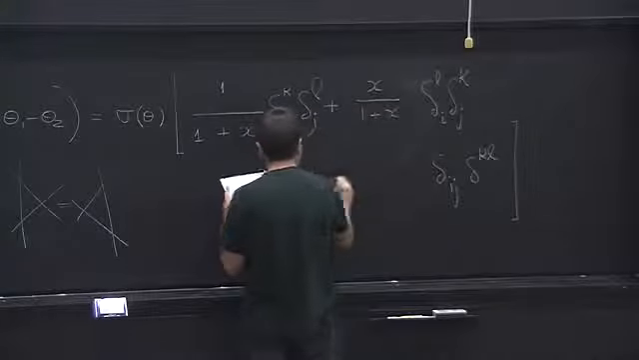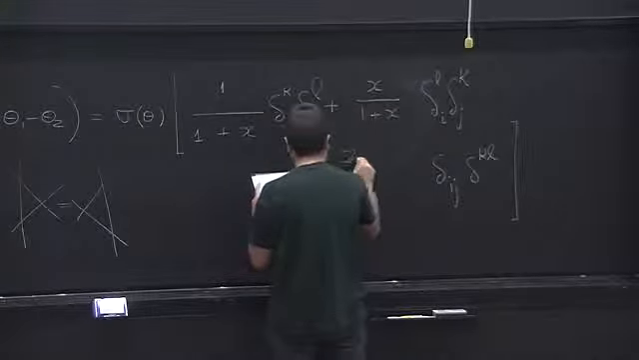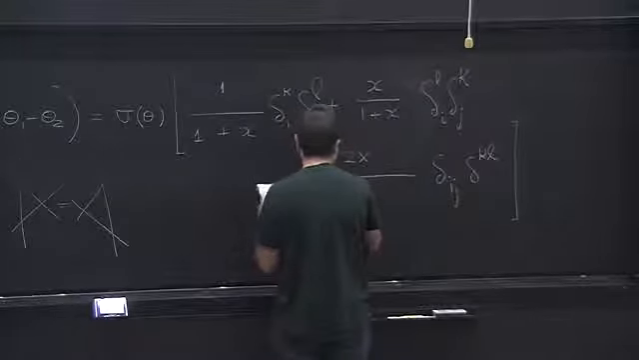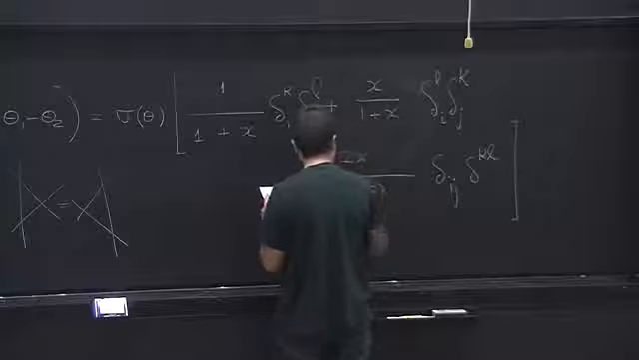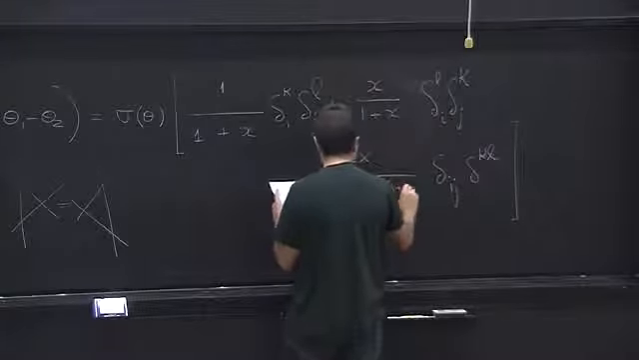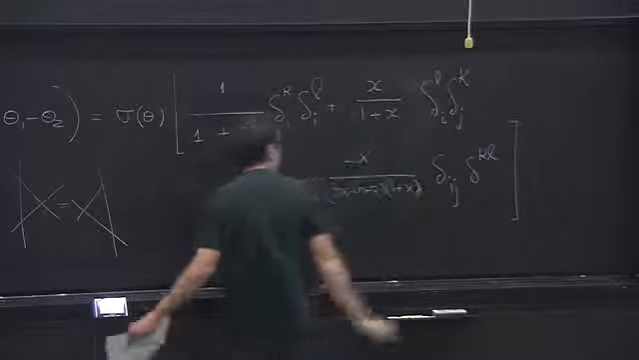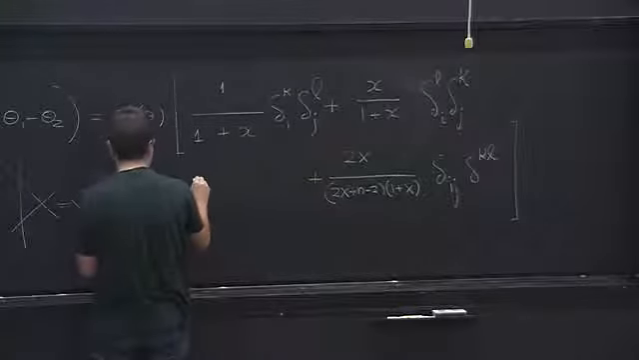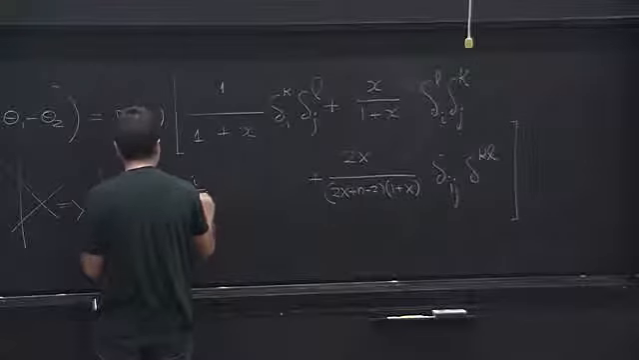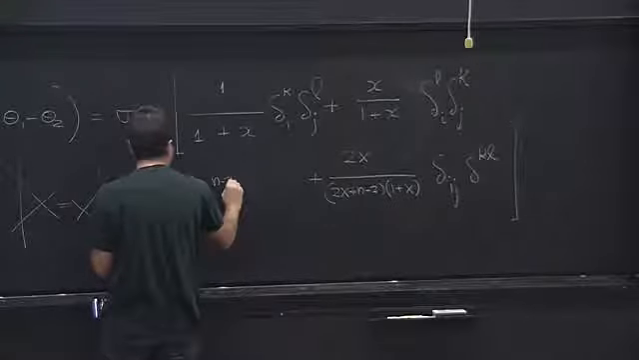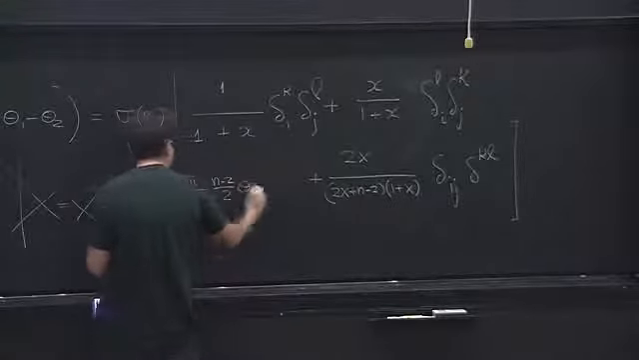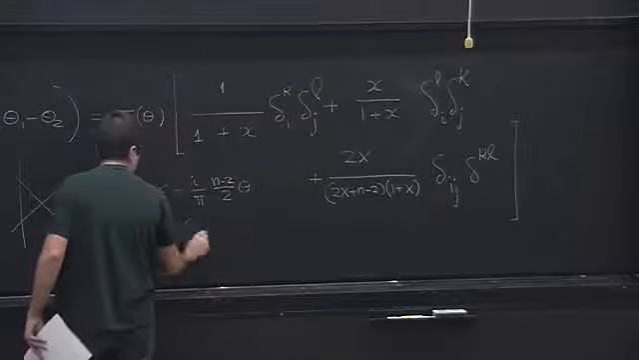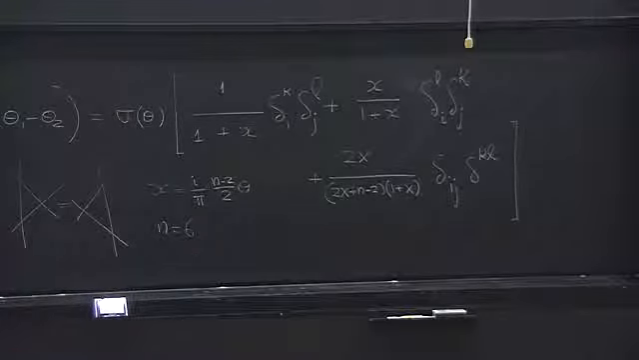And then for the next term, we have 2x over 2x plus n minus 2 times 1 plus x, where x is basically theta up to some overall parameter that is not convenient to write all the time. That's why we take it out: i over pi times n minus 2 over 2 times theta. And for us, n is equal to 6, but we can do it in general for n even.